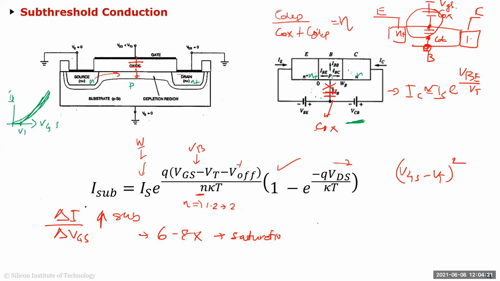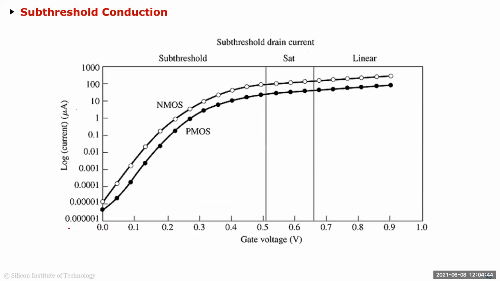Like for example, in amplifiers in analog where it is low power, but you want high bandwidth, then you use this region to get a very high delta I over delta VGS for a smaller amount of current. Okay. So today in the lab, I'll show you again, through this lab.